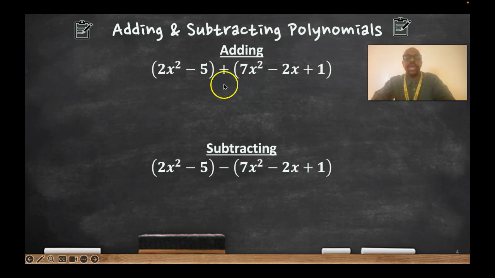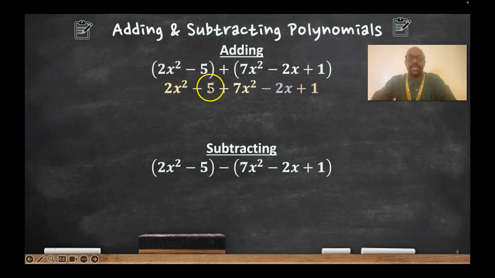Now, what happens if you're adding or subtracting polynomials, but you might have an x squared term over here and over here, but you might have an x term over here, but not have an x term over here. How do you do that? All right, that just means you don't have a like term to combine, and you'll just bring it down as is. But we'll go ahead and look at this example now.